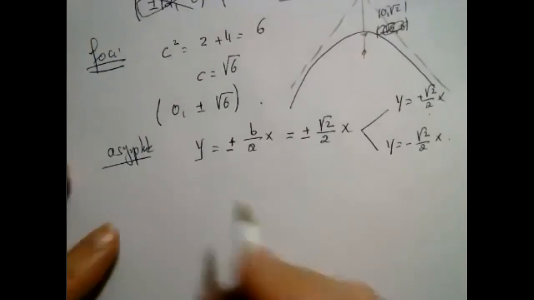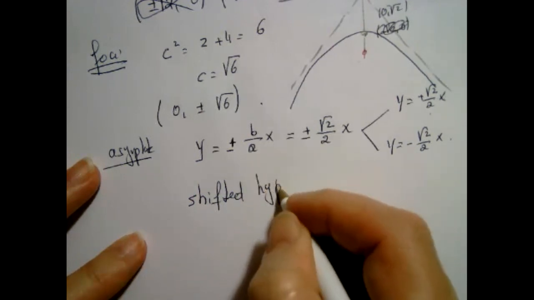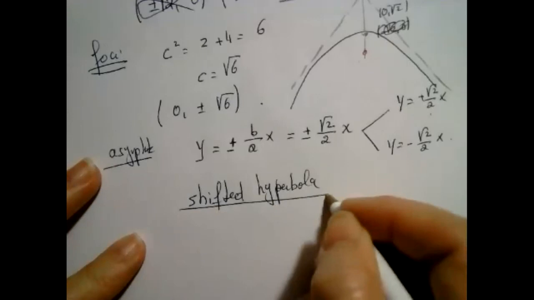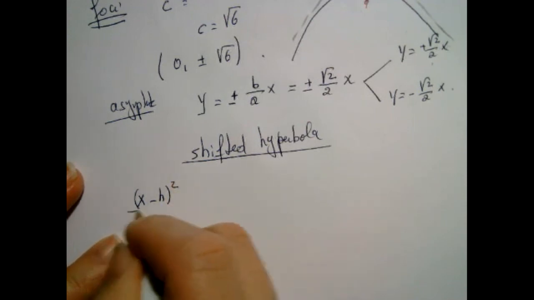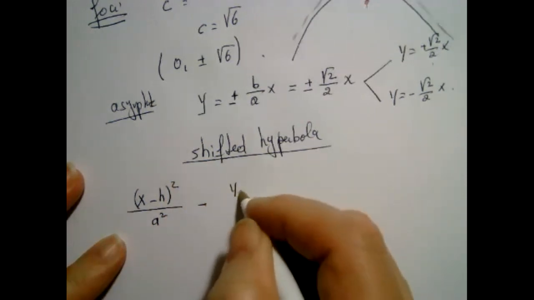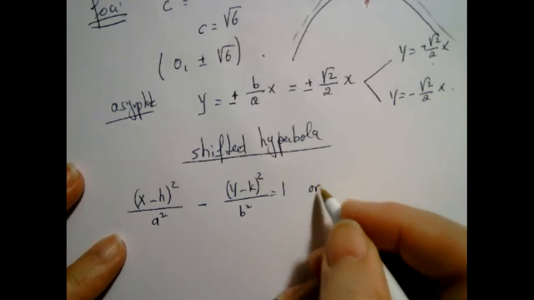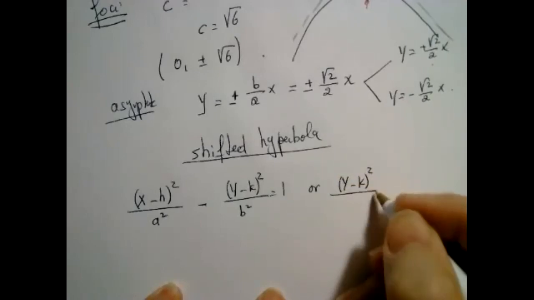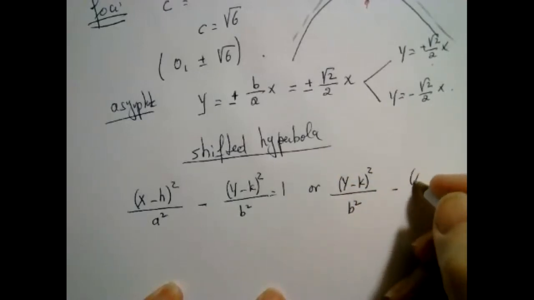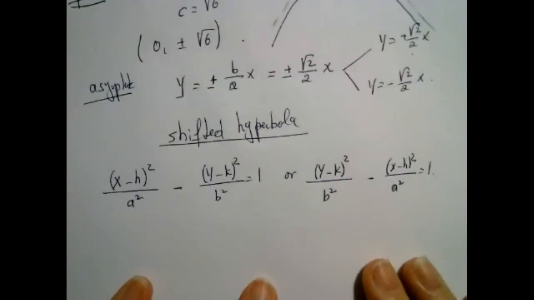So shifted hyperbola, I'll give you the equation and I stop right there. The equation would be x minus h squared over a squared, exactly the same, minus y minus k squared over b squared equal to 1, or those are flipped. It means y minus k squared over b squared minus x minus h squared over a squared equal to 1. And the rest is almost the same as we did before.